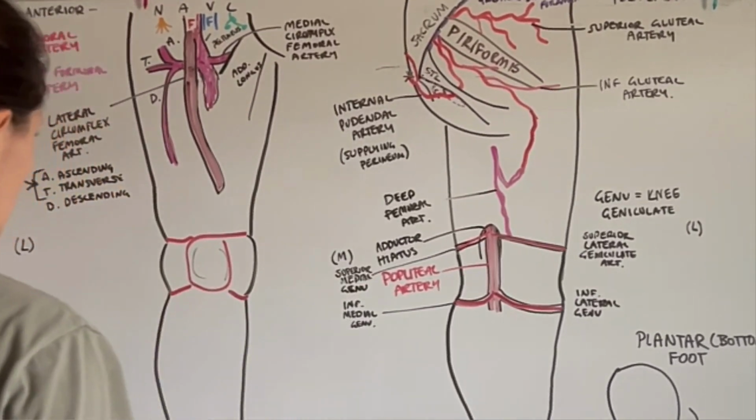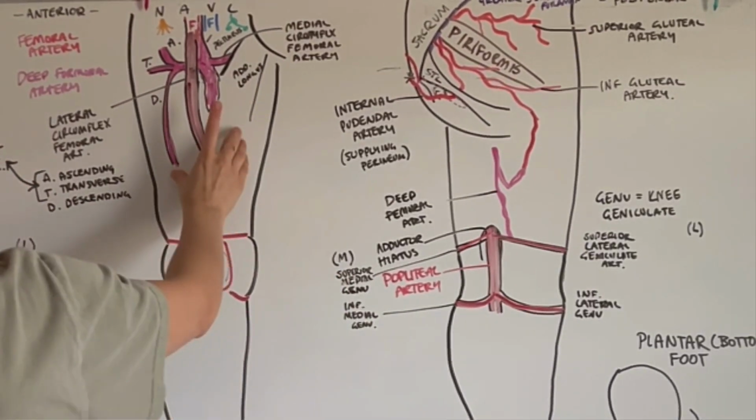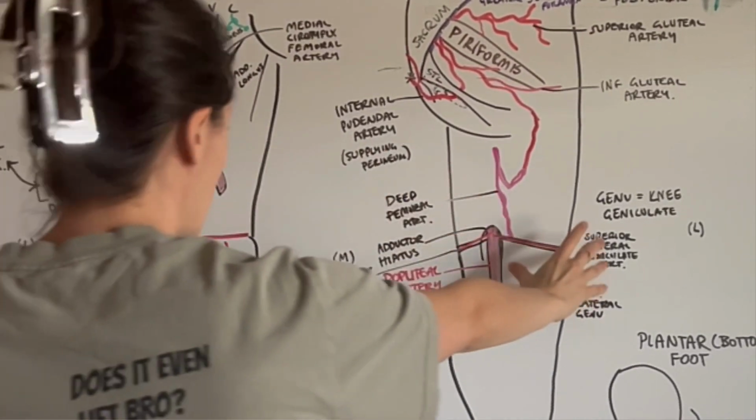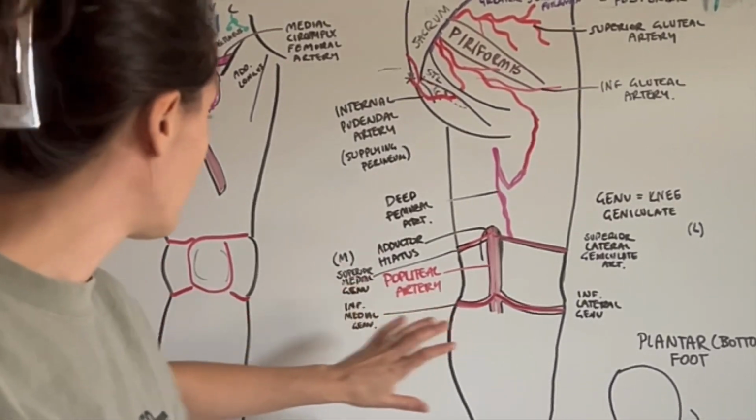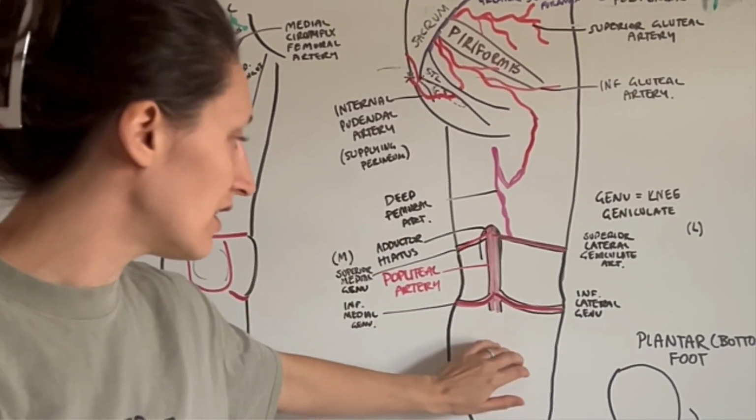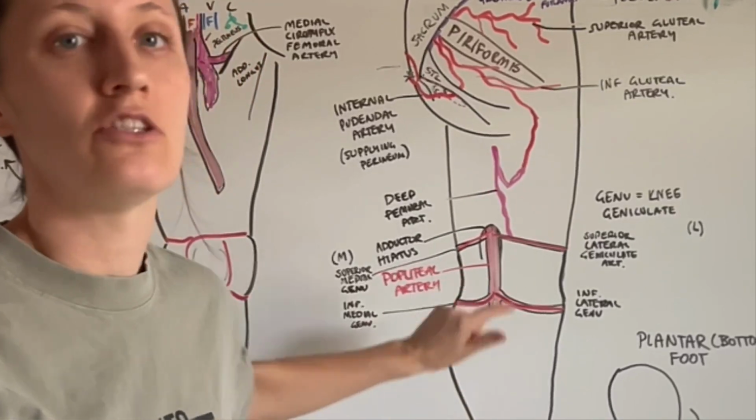Cool. Now, weird thing is we left this area and now we're on the back side and there's nothing on the front side to supply it. So all of our front-sided leg arteries are actually going to come from here. And we're going to see that happen in just a second.